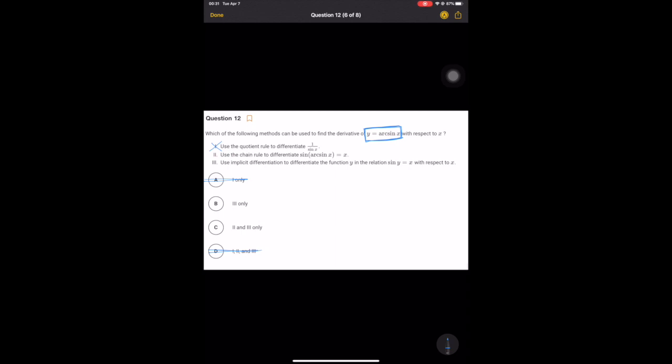The second one is use the chain rule to differentiate sine of arc sine of x equals x. Using the chain rule, notice that this is a composition of functions, sine of arc sine of x. The chain rule says take the derivative of the outer function, sine of x, whose derivative is cosine. Keep the inside, here we are, keeping the inside.